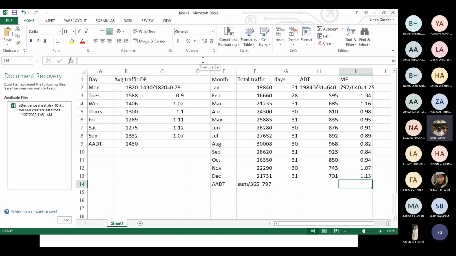So this is how you calculate it. Any questions regarding the calculation? You can check the values later on. But any question, how did we calculate each of the values? Clear?